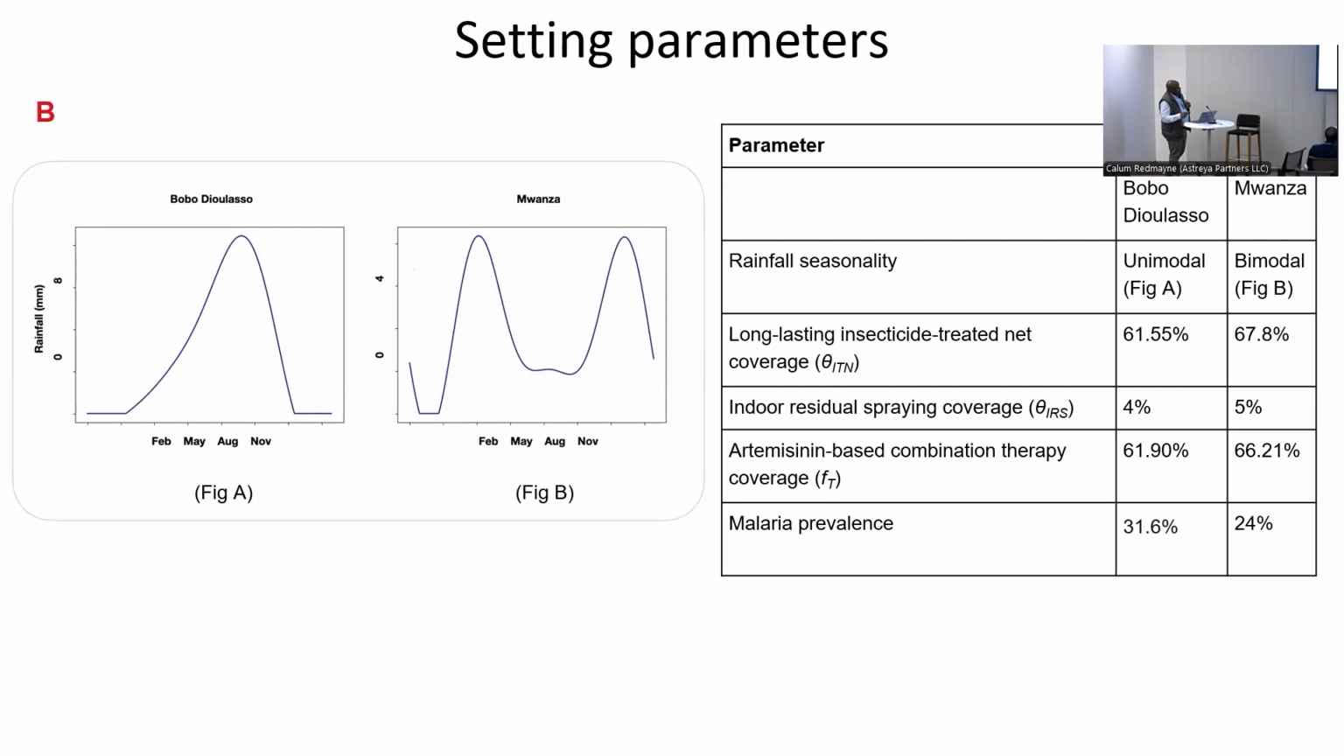Also, during the simulation work, we had two sites selected: Bobo-Dioulasso, Burkina Faso, and Mwanza in Tanzania. The reason behind this is they have different transmission settings. For instance, in figure A, Bobo-Dioulasso shows a unimodal rainfall profile, meaning it has only a single peak of rainfall, while Mwanza is bimodal. And the rest are parameters which were collected from MAP, the Malaria Atlas Project.